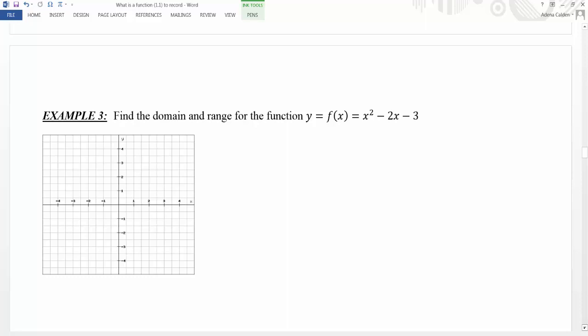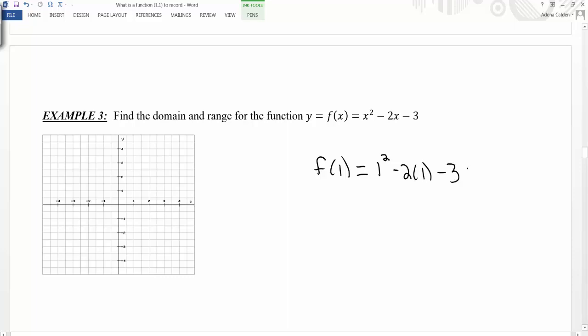So here, if I plug in something positive, I could plug in a 1. So if I plugged in a 1 here, I would have 1 squared minus 2 times 1 minus 3. So when I carefully plug that into my calculator or calculate it out in my head, I'm going to get negative 4. I have no problems plugging in a 1. I'm also going to plug in 0. So I have 0 squared minus 2 times 0 minus 3. So here I get 0 minus 3, which is going to give me negative 3.